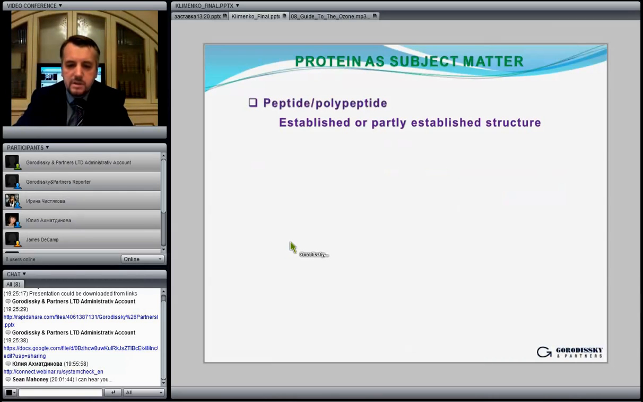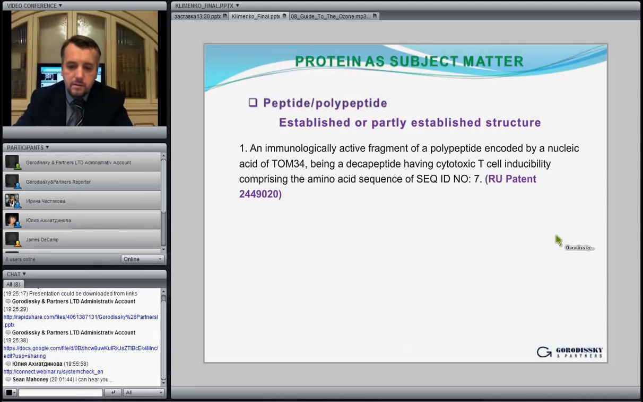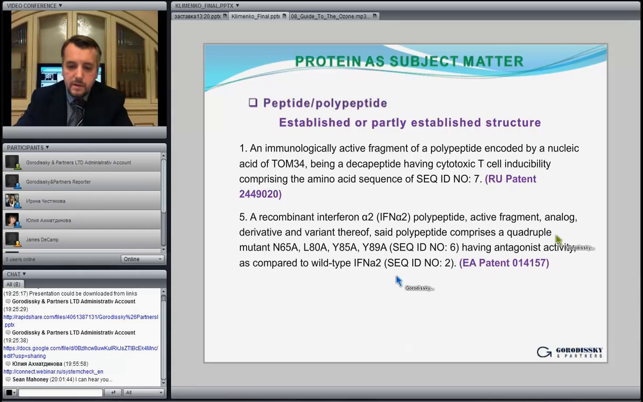Now, if we have established or partly established structure, which means we know sequences, then here's an example: an immunologically active fragment. Its function is immunological, and then having cytotoxic T cell inducibility. And the description of the structure is the fact that it is a decapeptide, which means it consists of 12 amino acid residues, and its sequence is listed in the sequence list. Another example, recombinant interferon.